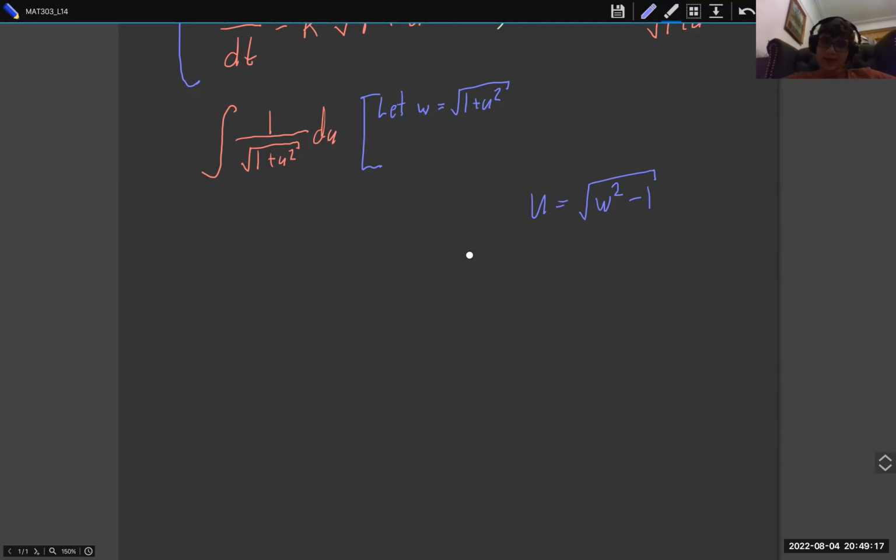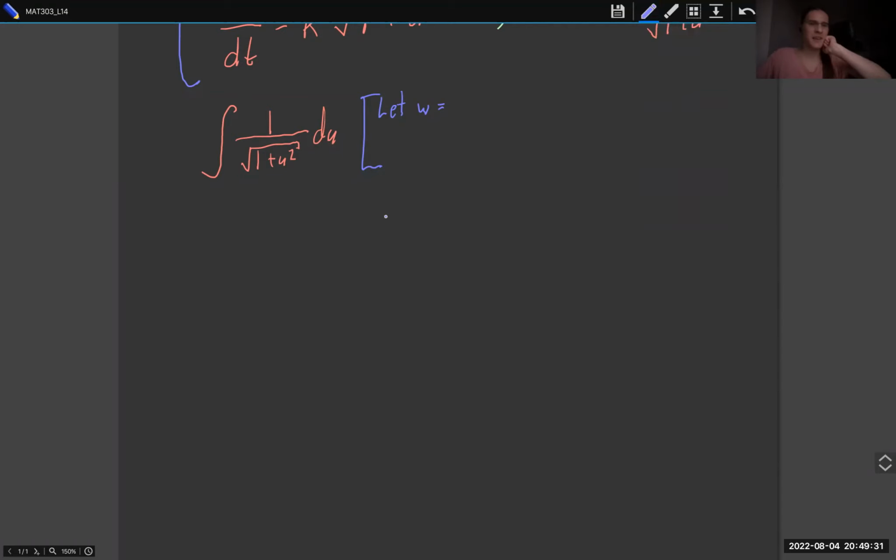I mean, since hyperbolic sine is defined in terms of e to the x and e to the negative x, is there something you could do there, like for the substitution? That's a good point. You know what? I want to finish this example. So let's just do this.